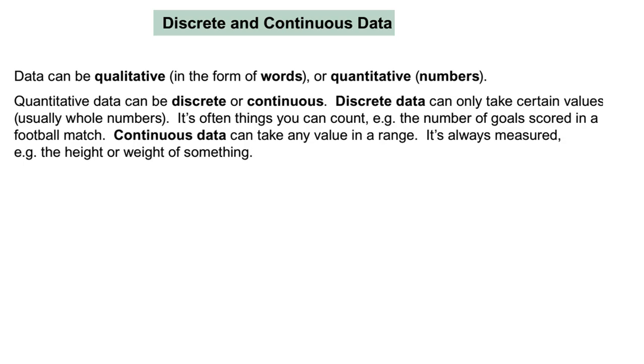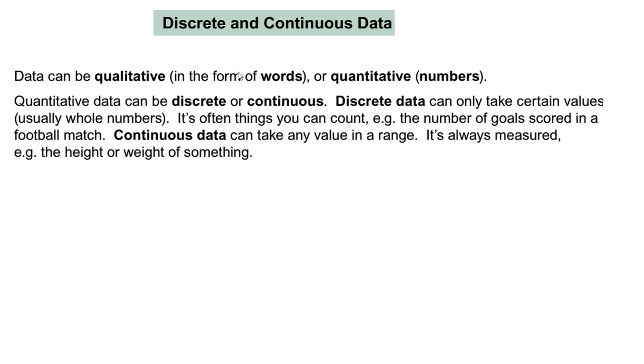Right, in our previous lesson, we spoke about primary data and secondary data, and we are looking at how to collect data. Now, in our lesson today, we're going to be looking at two types of data called discrete data and continuous data. Now, data can be qualitative if you can only use words to describe it.